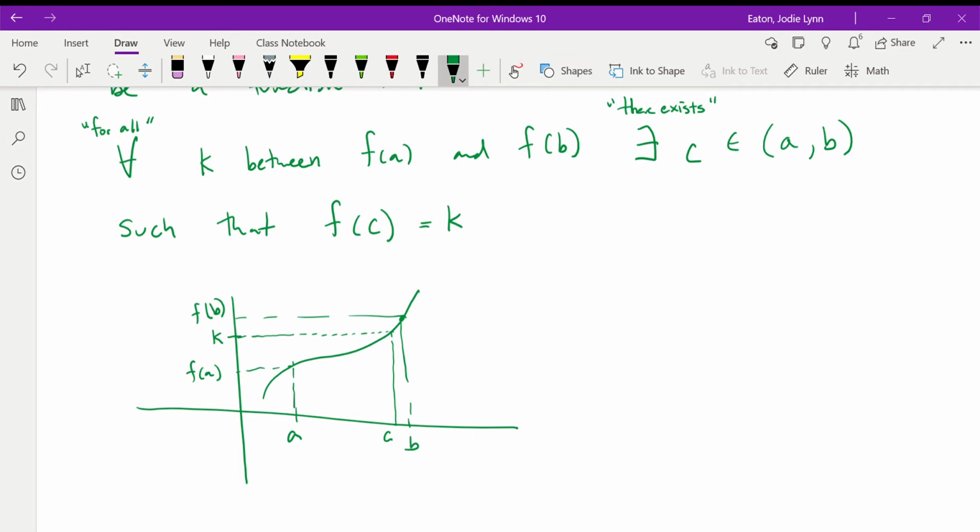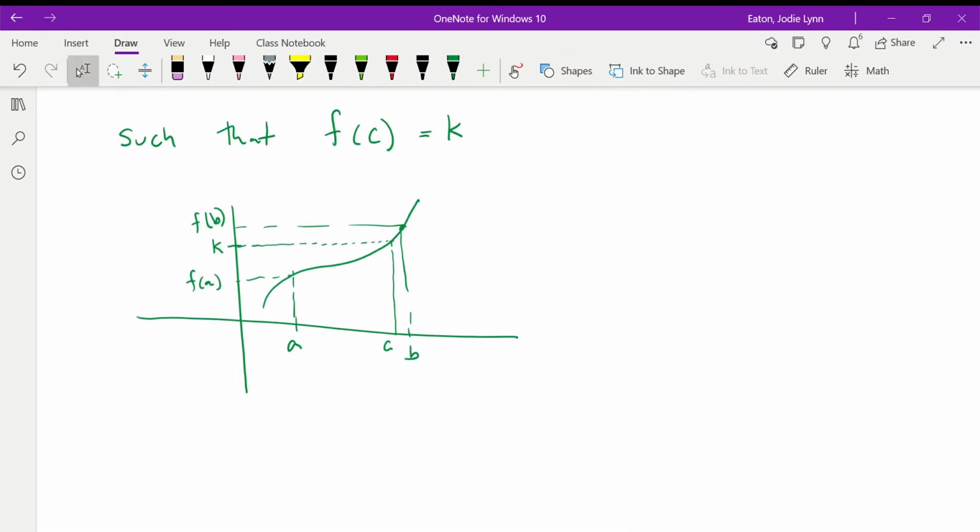So if we are traveling in x from a to b, and we're continuous, it means that we are hitting every y value along our road from (a, f of a) to (b, f of b), and there's going to be some x value that gives us that y value. It's basically saying continuous functions go through all the points on their way, so you hit every x value and every y value as you're traveling between a and b.